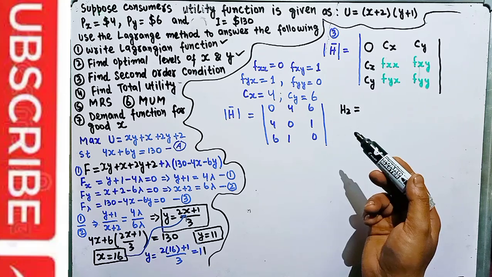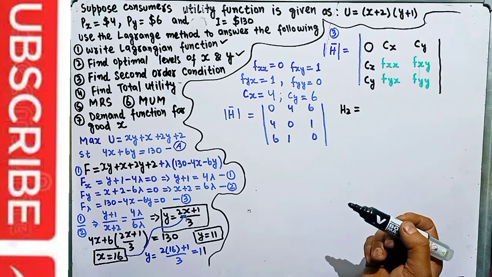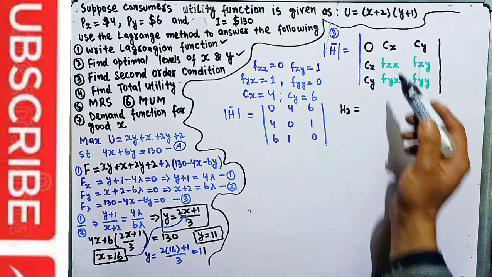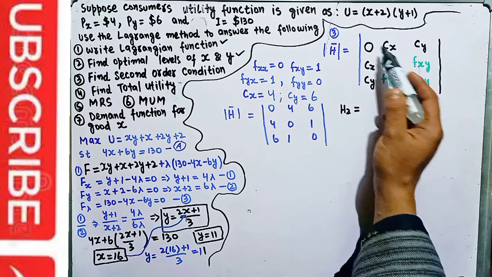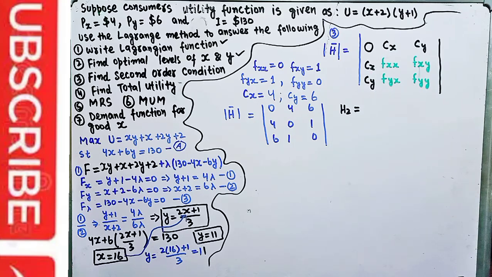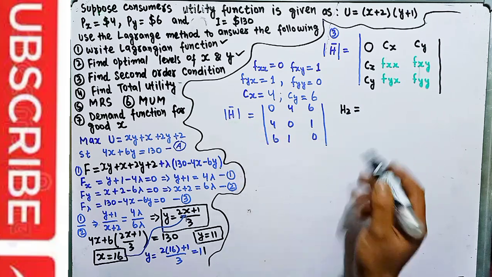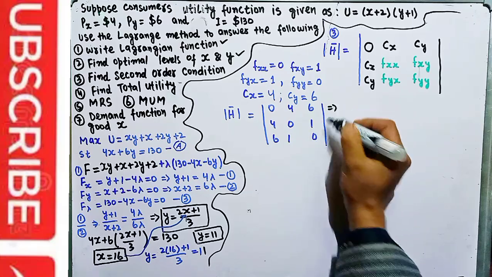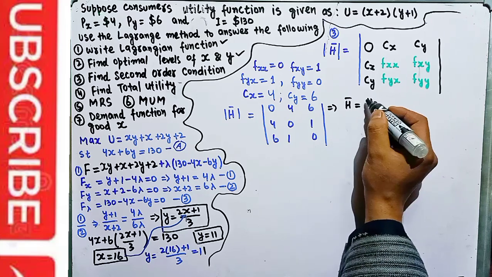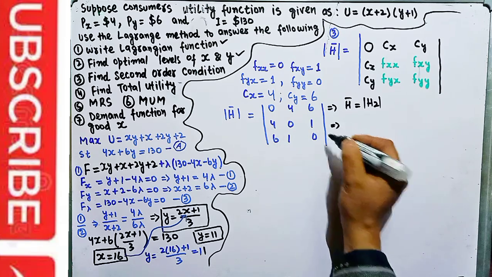Since the plain Hessian matrix is of order 2 by 2, we also call it the second bordered principal minor. When the second principal minor is bordered by the first derivatives of the constraint function, we say this is a bordered Hessian matrix. We call this H2. H2 is equal to this H. I don't need to make it more complex, so H is actually H2 here.